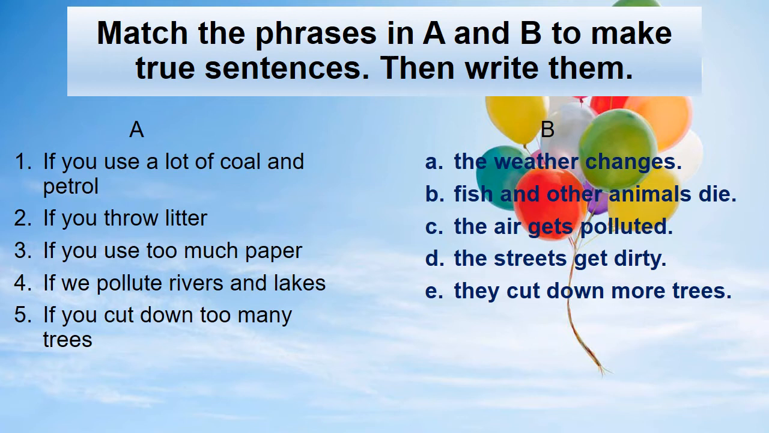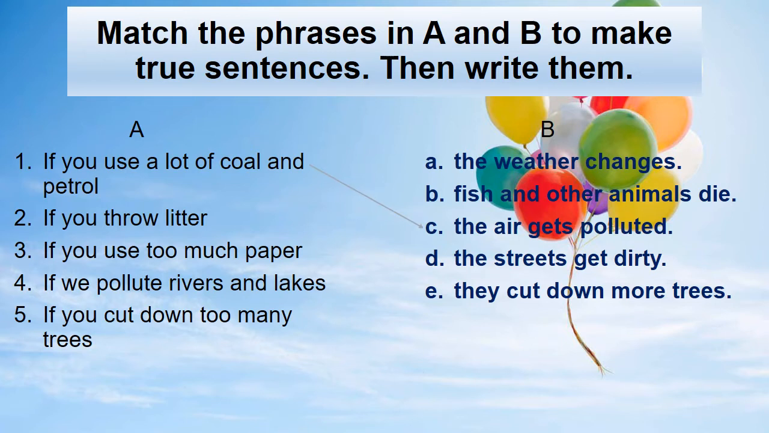B. Fish and other animals die. C. The air gets polluted. D. The streets get dirty. E. They cut down more trees. Could you please match? So it's time to see the answers.